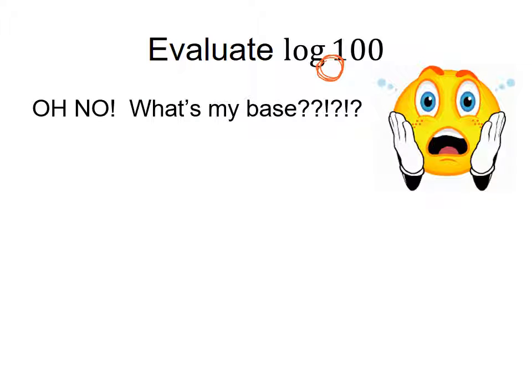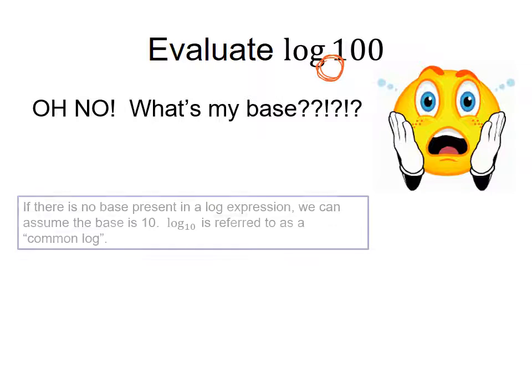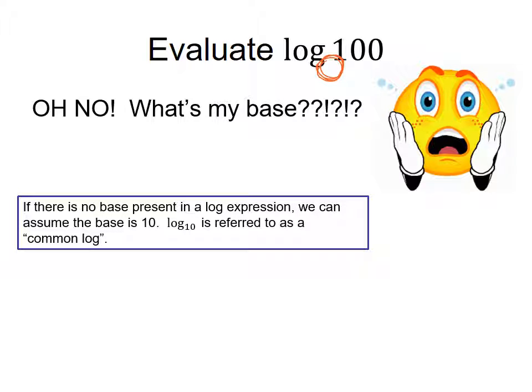How about this? What if I asked you to solve log of 100? Well, the first thing we'll notice is I don't know what my base is. So I have to do a little bit of work here. When you don't have a base written there, it's what we call a common log. So you probably don't have a spot for this in your notes foldable, so just add it somewhere around your notes. So when we don't have a base, it's assumed that the base is 10. So we call that a common log.